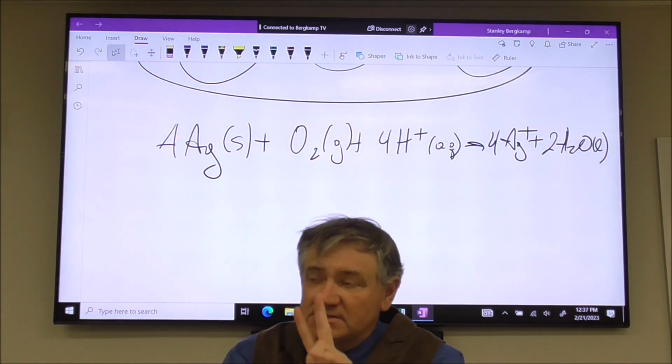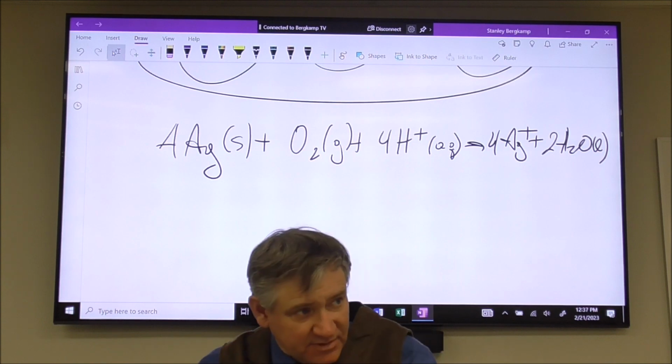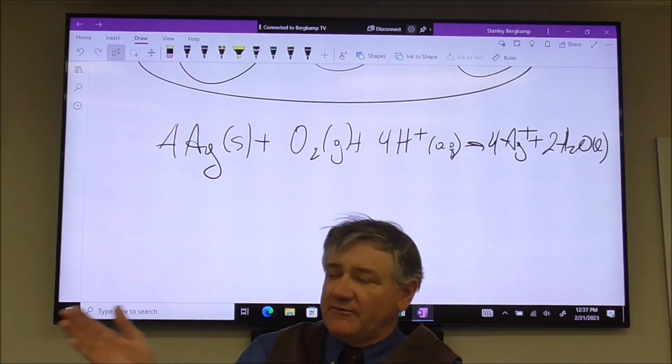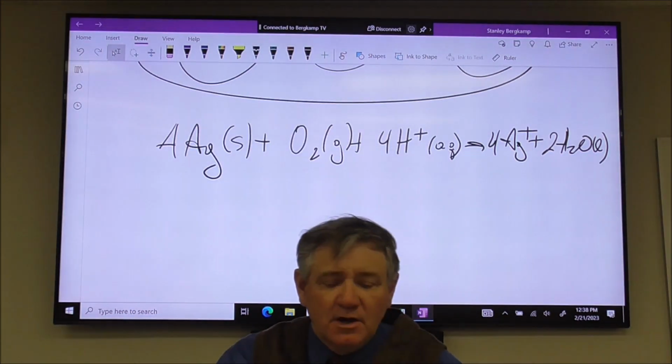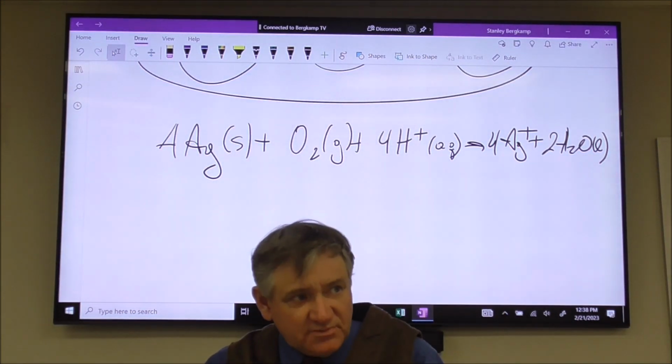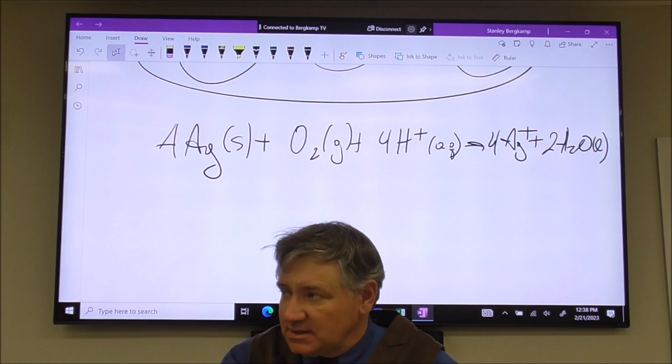So there are two ways that I could determine if this reaction is going to take place. Now, if I want to calculate the Gibbs free energy for this reaction, the first thing I've got to figure out is what's reduced and what's oxidized.